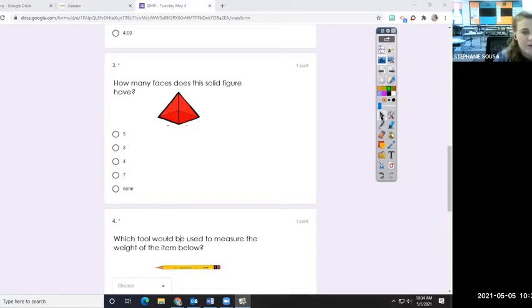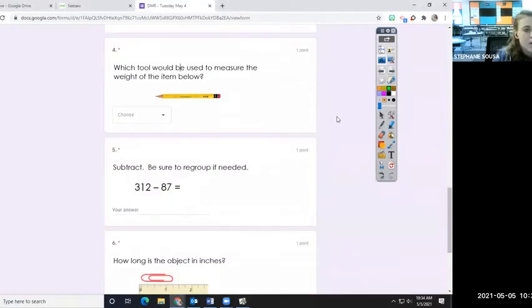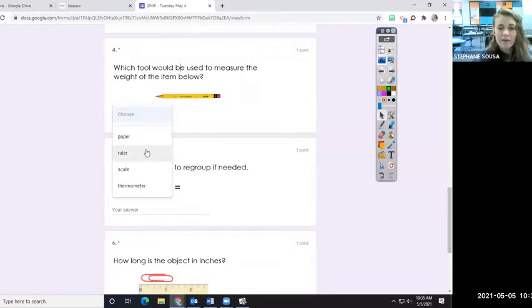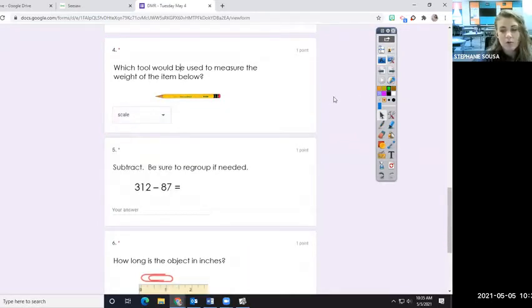Okay, let's take a look at our next one. Which tool would be used to measure the weight of the item below? Here are my tools. Paper. That will not tell me weight. A ruler. Nope, that'll tell me the length. A scale. Yes, if I want to know my weight, I step on a scale. Same for the pencil. A thermometer tells me temperature, so a scale will measure the weight. Questions on that one?